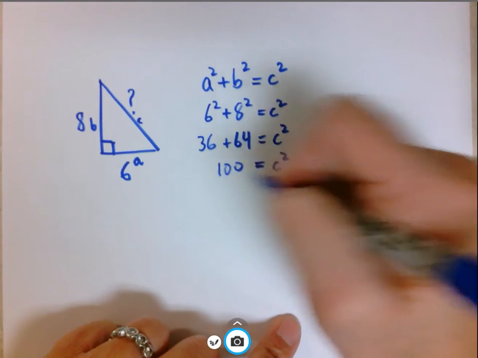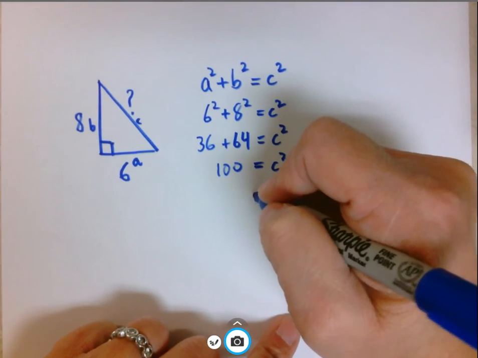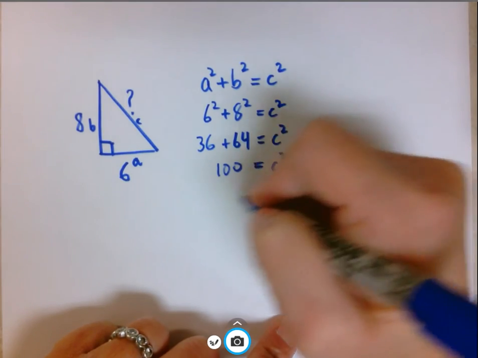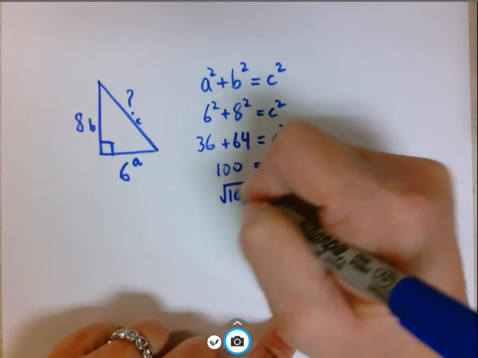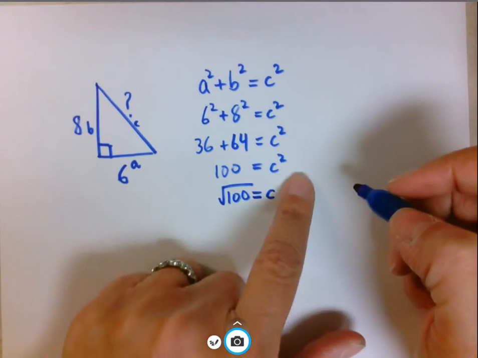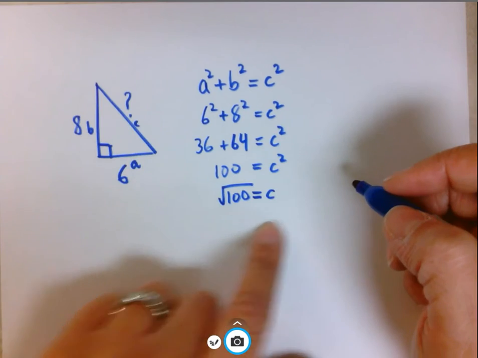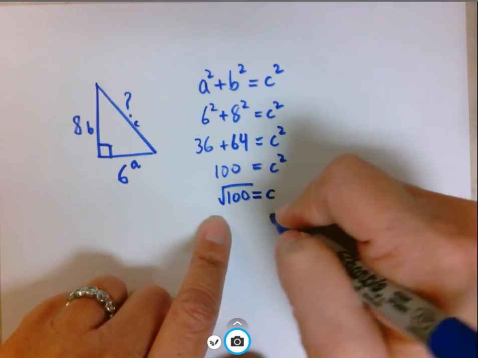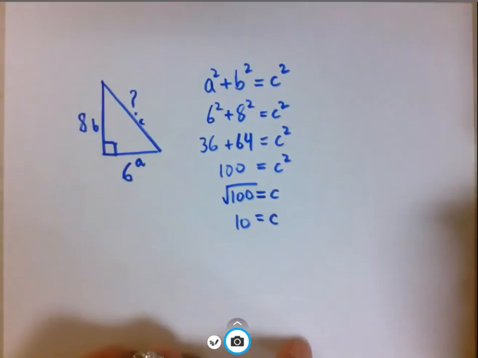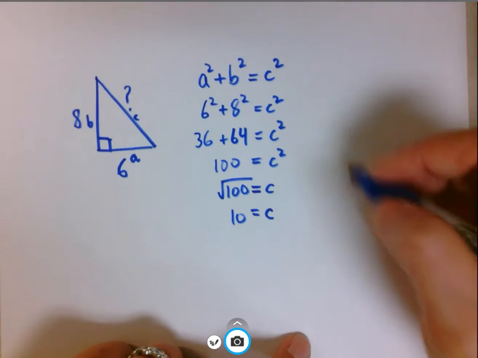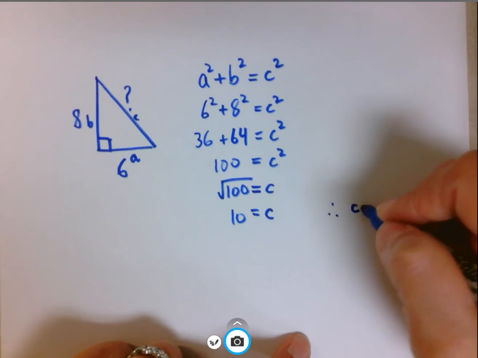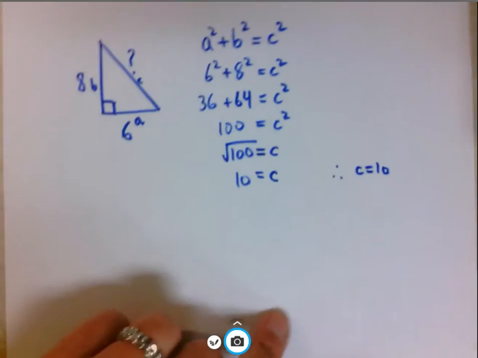Well, we get that by doing the opposite of square, which is the square root. So we'll take the square root of both sides. The square root of c squared is just c. And the square root of 100 is going to be 10. Okay, so therefore c equals 10. So that's how we found it.